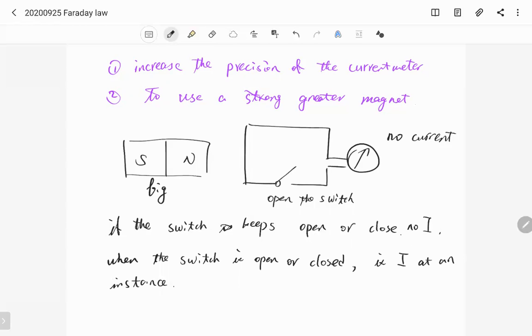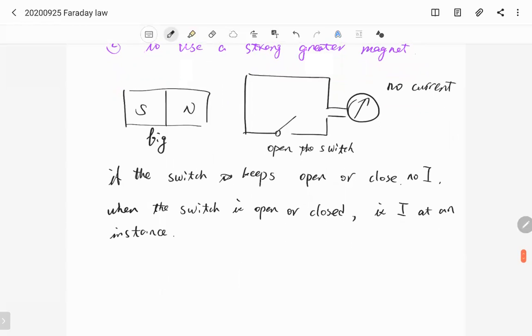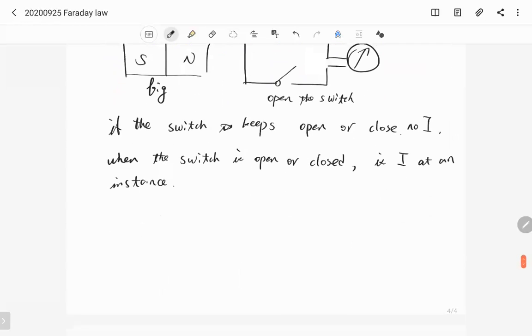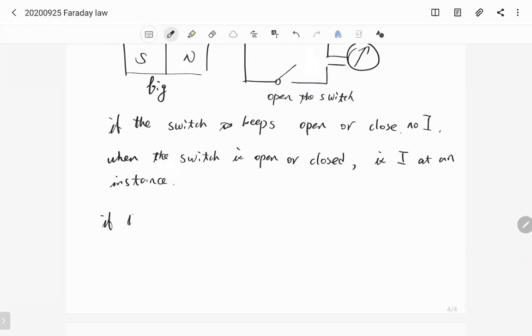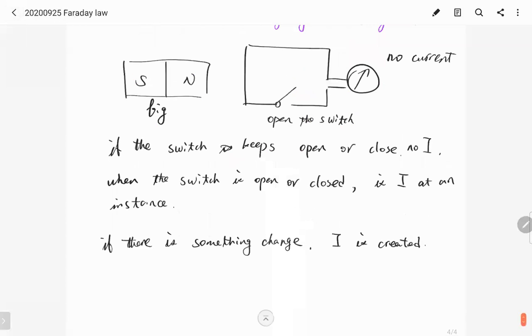Okay, so he got a conclusion. The conclusion is that the current is only generated when something changes. If there's something changing, then the current is created. If everything stays stationary, there's no current. Okay, from this hint, there is an experiment. I can show you the video.